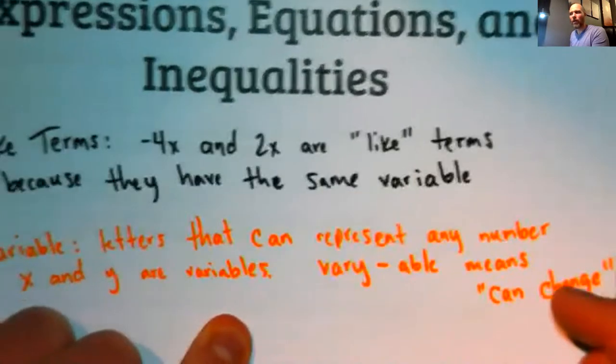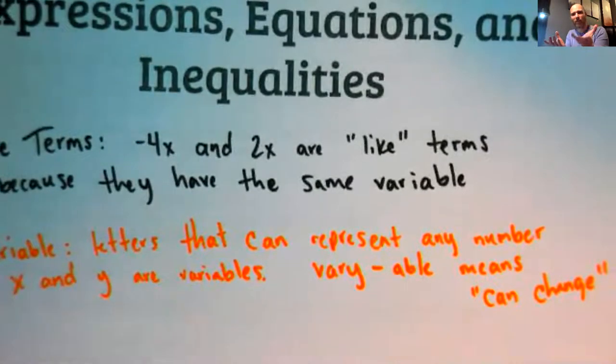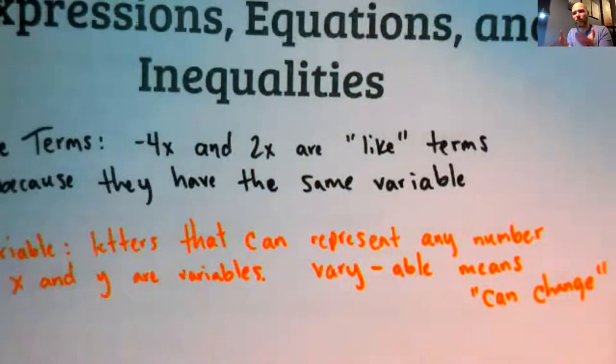So in these expressions or equations, you kind of have these two things. You have variables that are letters that can change. They can be any number. And then you have constants, like the 5 in this equation. It's constant. It doesn't change. It's just a 5.